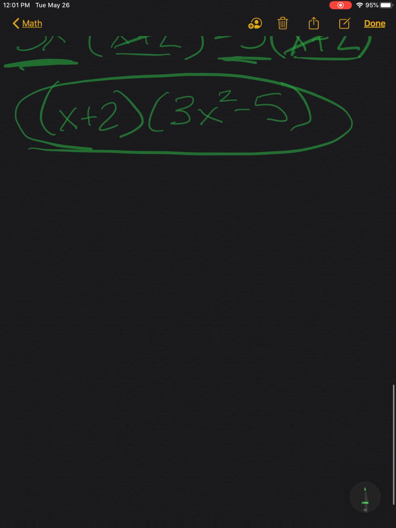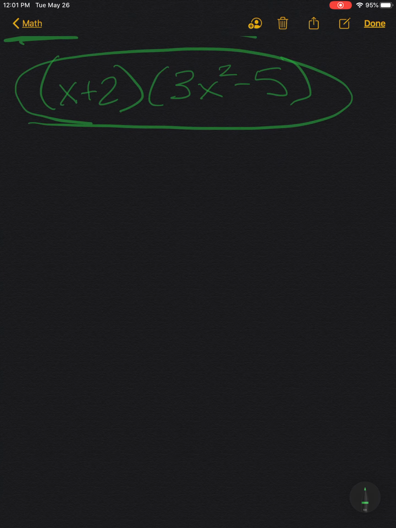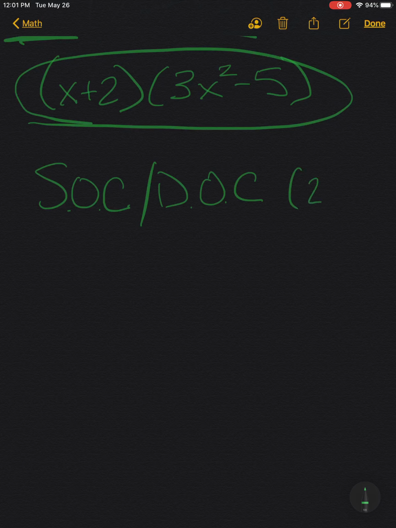All right, last type of factoring coming up, guys, is called sum of cubes or difference of cubes. Okay, sum of cubes or difference of cubes, that is sock and dock, also known as. Now for these, this is 2 terms, and they are cubes.